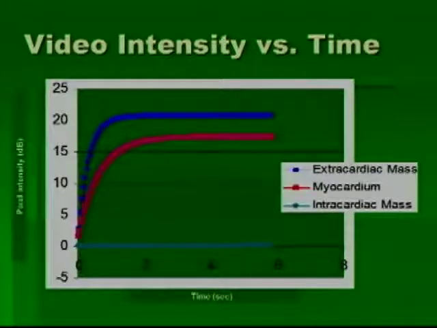The myocardium shows an increase in pixel intensity, and then it levels off, as does the extracardiac mass, but the extracardiac mass has an increase in pixel intensity earlier, and it levels off at a higher level. And this would suggest that the extracardiac mass has more blood supply, more blood vessels, higher vascularity than the myocardium, and that's saying a lot because myocardium is a highly vascular tissue.